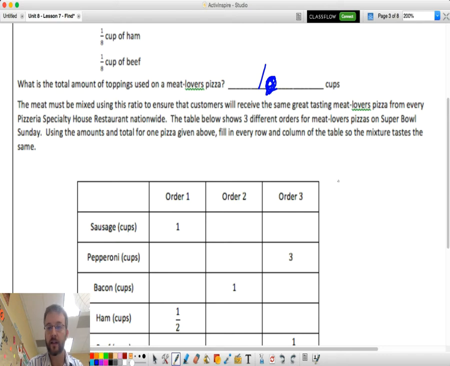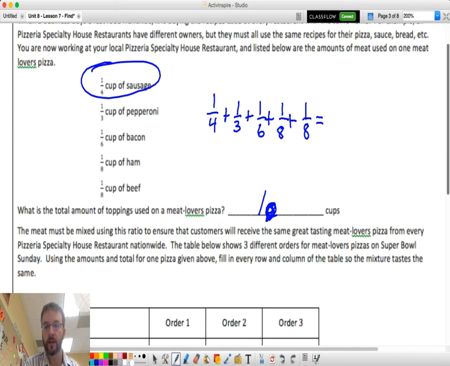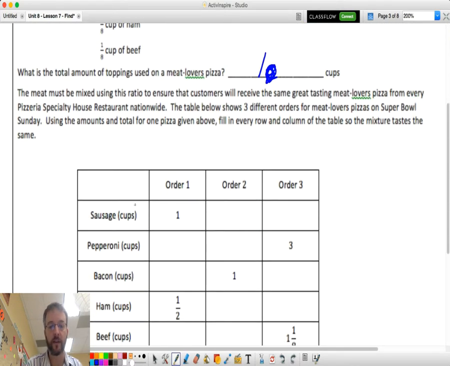So if we look here, let's go back up and look at how much sausage. The rate of sausage usage is 1/4 of a cup, which right away I can tell they must have used 4 pizzas. So if I do 1/4 times 4, that's going to give me 1 cup of sausage.